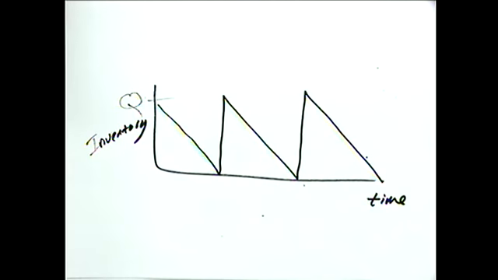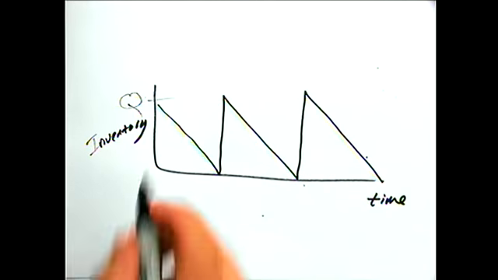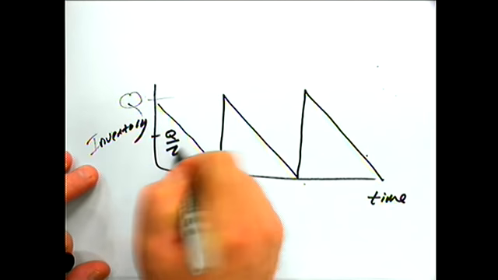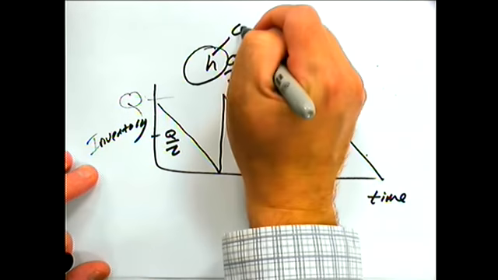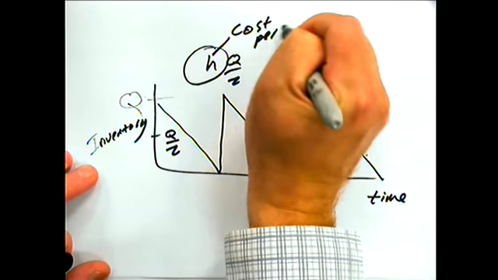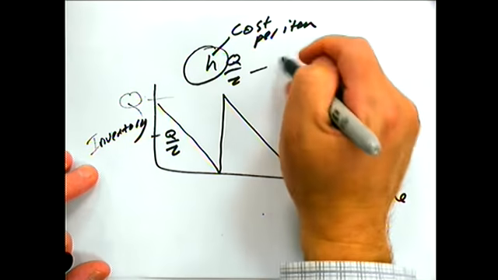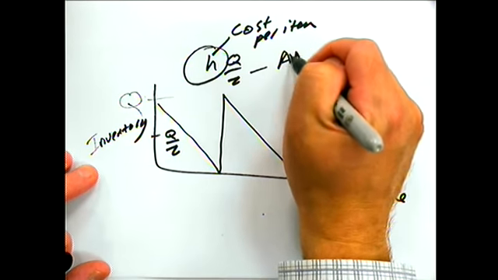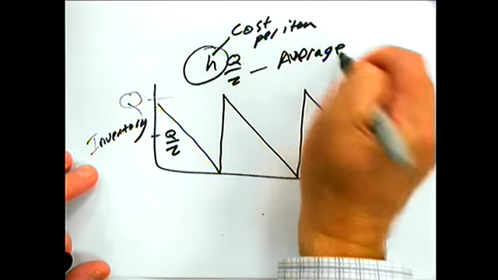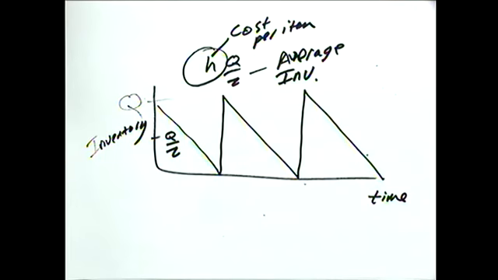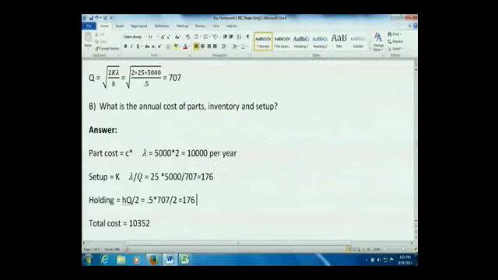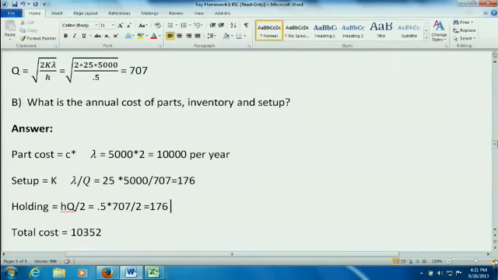So what's my average level going to be? Q by 2. What's my average inventory cost? It'll be HQ by 2. Cost per item? And then this is average inventory. Everybody see that, right? So the holding cost is $176. Total cost is $10,352. Okay?